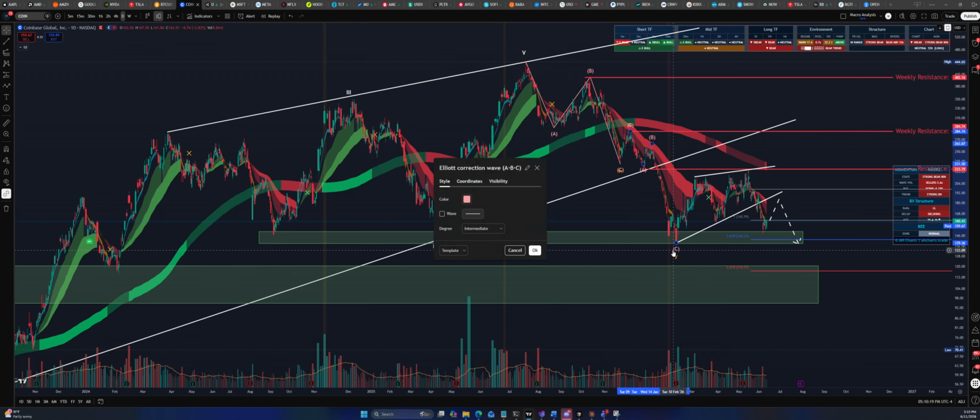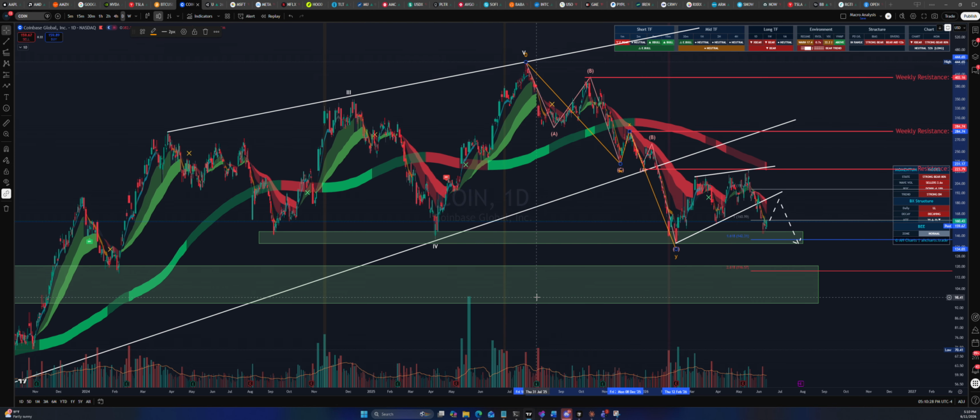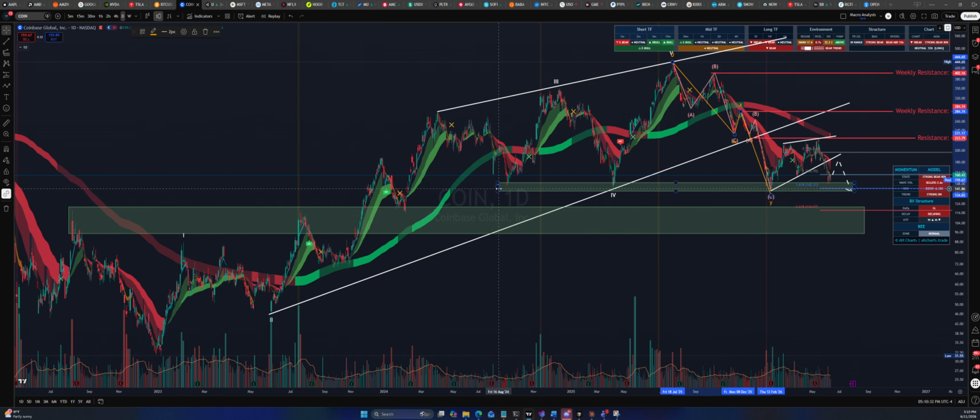ABC, ABC, and a WXY. So a WXY is when you have two ABC moves put together. That's a double correction. So coin has completed a double correction. The market moves in a 3-wave corrective move, a 7-wave corrective move, and an 11-wave corrective move. The 11-wave corrective move is when you have a Wyckoff distribution taking place, and a lot of times that's where the move has been completed.